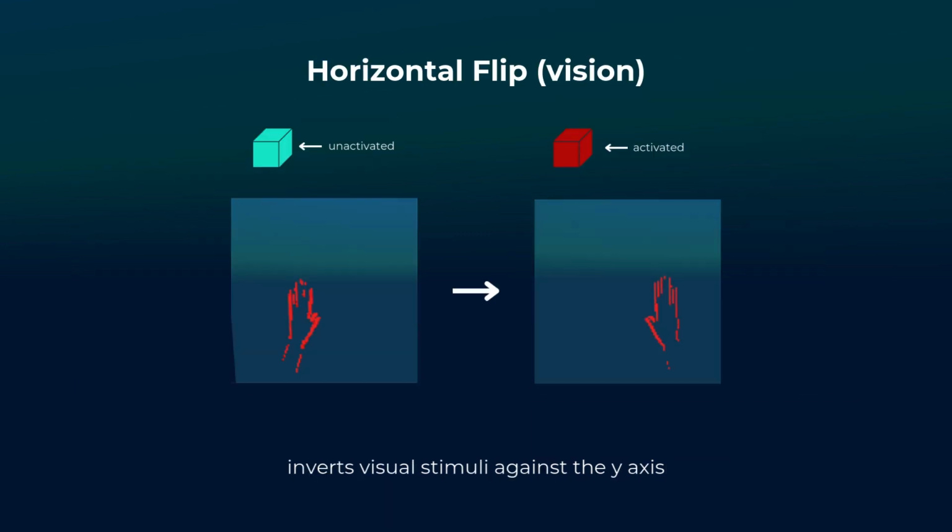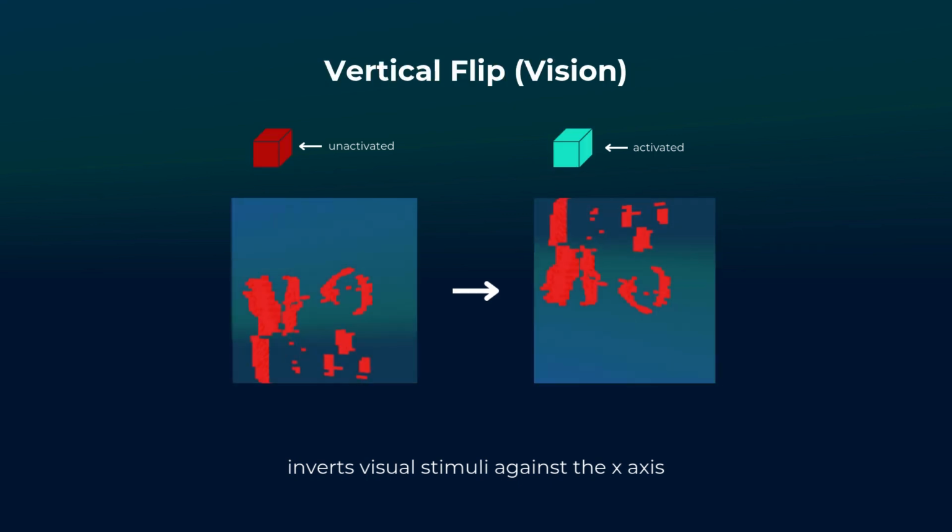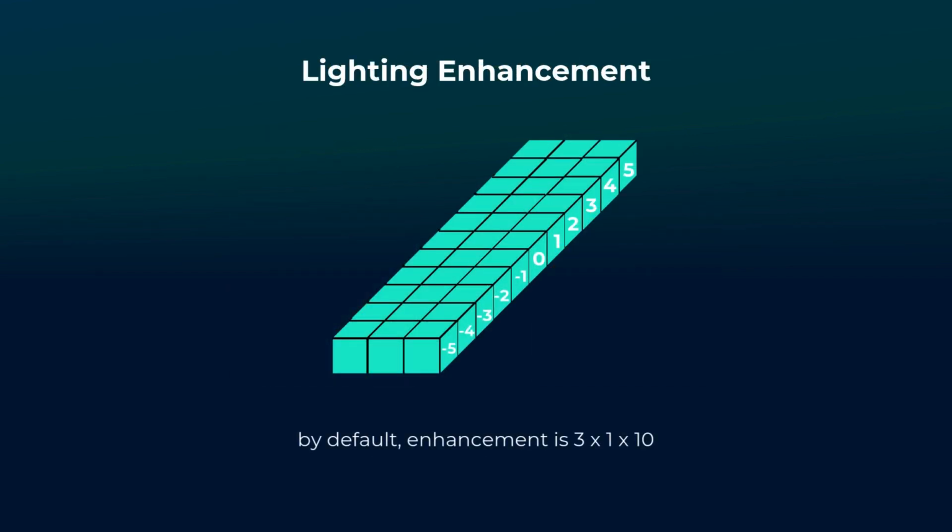If you want to invert your vision across the y-axis, you can activate the horizontal flip output cortical area. On the other hand, if you want to invert your vision across the x-axis, you can activate the vertical flip output cortical area. The enhancement output cortical area's dimensions are set to 3 by 1 by 10 by default.